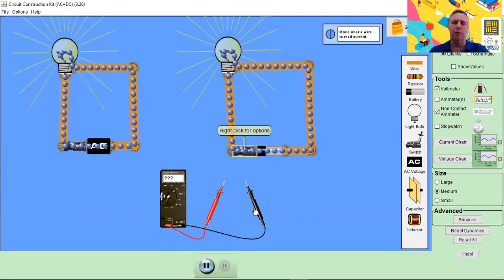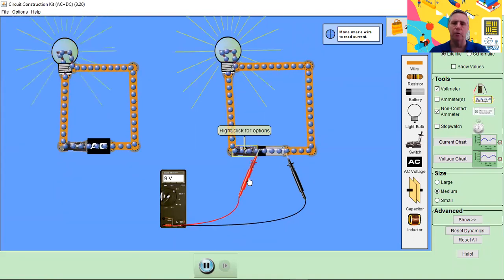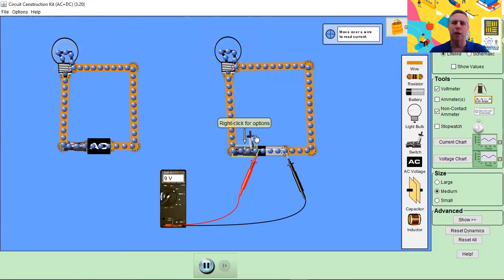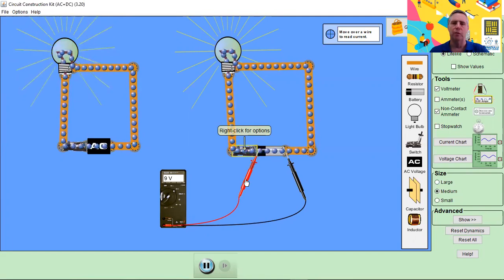Now, we've got a voltmeter here. Let's connect it and measure the voltage. If we measure the voltage across the battery here, we get a steady 9 volts. Remember, whether the bulb is shining or not, it measures the voltage. So obviously no internal resistance here.